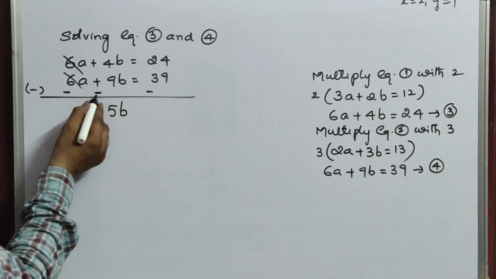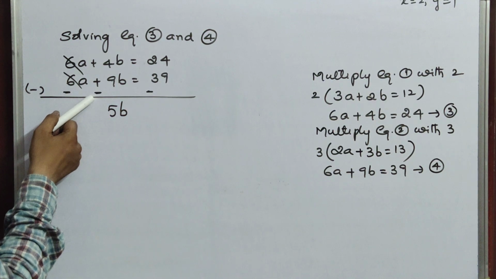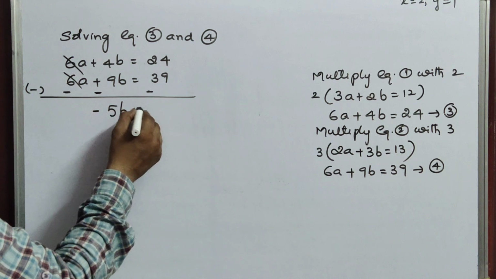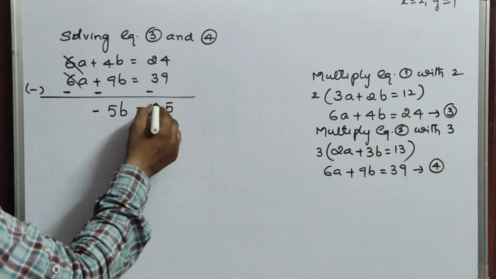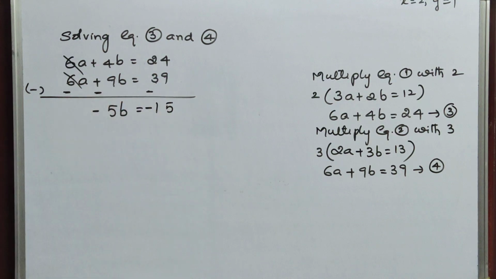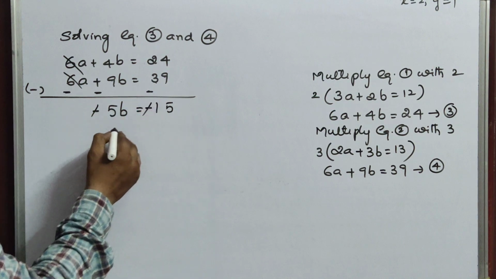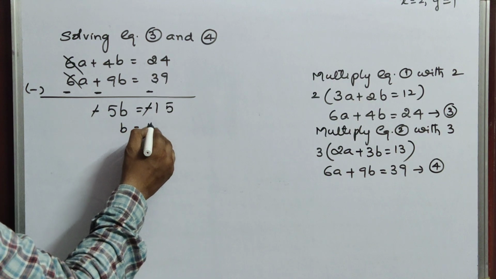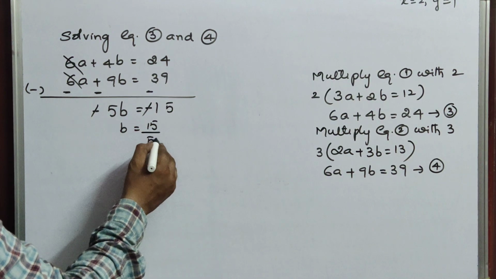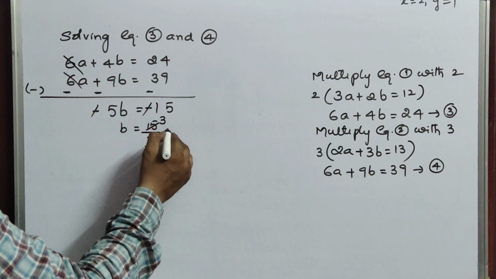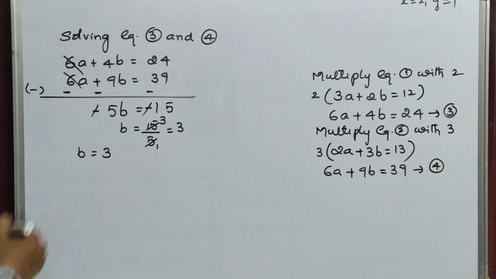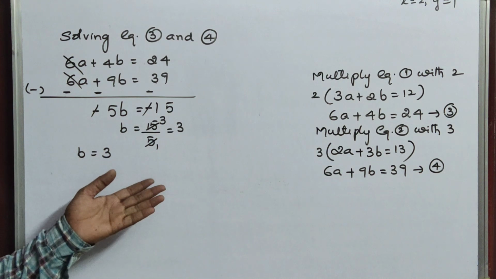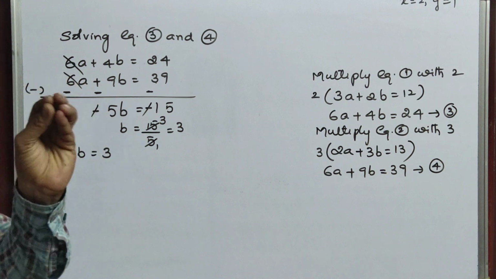9 is a larger number, so it contains the negative symbol. 9 minus 4 is 5. 3 minus 2 is 1, and it contains a negative symbol. So both the negative symbols get cancelled. b equals 15 by 5. So 5 ones are 5, 5 3s are 15. So you got the value of b. b equals 3. Now you may get a doubt, sir, in the question x and y is there, why did you get b? Listen, wait for 2 minutes.